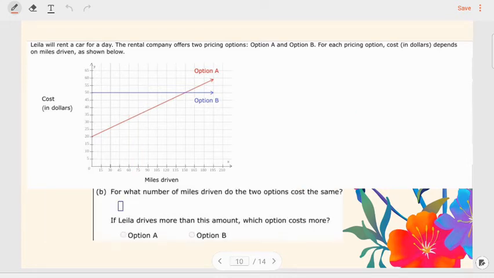What's the follow-up question? For what number of miles do they cost the same? Well, we just talked about that. They're going to be the same at this single point where they cross, at 150 miles. And if Layla drives more than this amount, which option costs more? All of a sudden, option A is going to be more expensive.